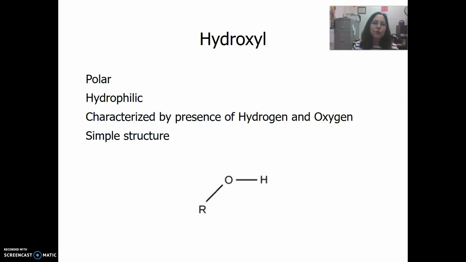So one functional group is called a hydroxyl group. R just represents that this can be any atom or any molecule. That means it's a molecule attached to an OH, an oxygen and a hydrogen. It is a polar functional group. It's hydrophilic, meaning it's water loving. It's soluble in water.